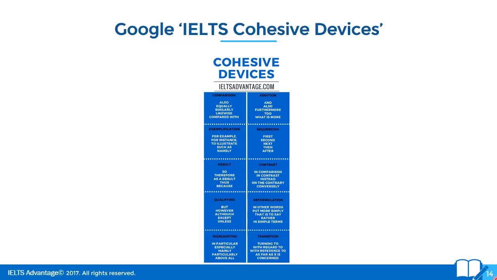So if you want more information on cohesive devices, you can download this infographic PDF thing that I created, and just Google IELTS cohesive devices or IELTS Advantage cohesive devices, and it'll take you to a full article, and it will give you this PDF download, and you can have a look at this. It takes a long time to explain all of this, and the article does that. So after the video, have a look there, and you can really get into it there. I'm not going to get into it anymore here because the video would be too long if I do that.